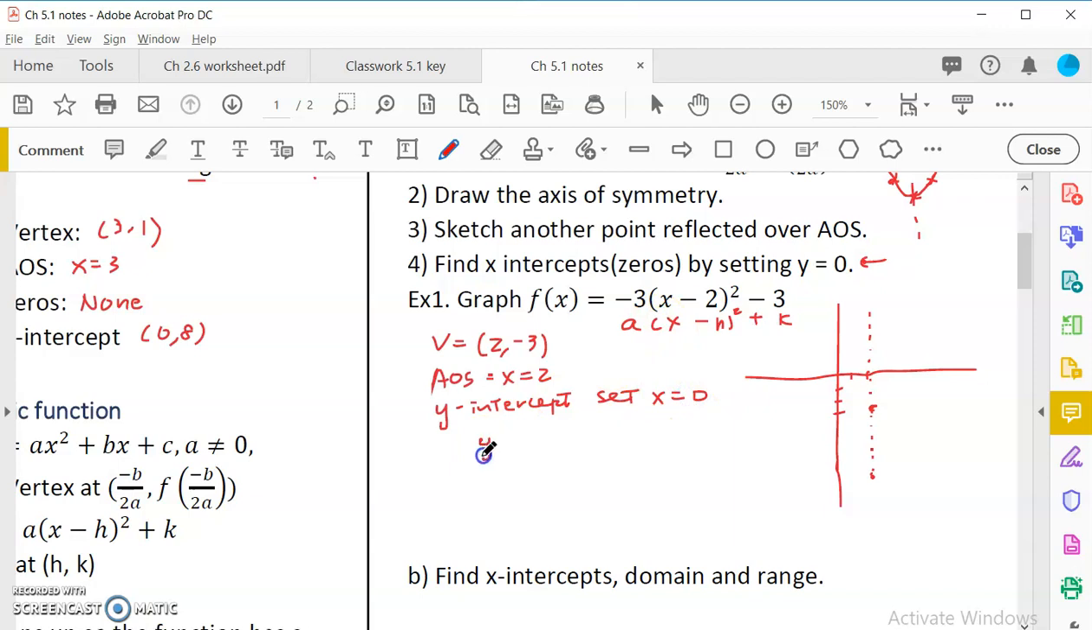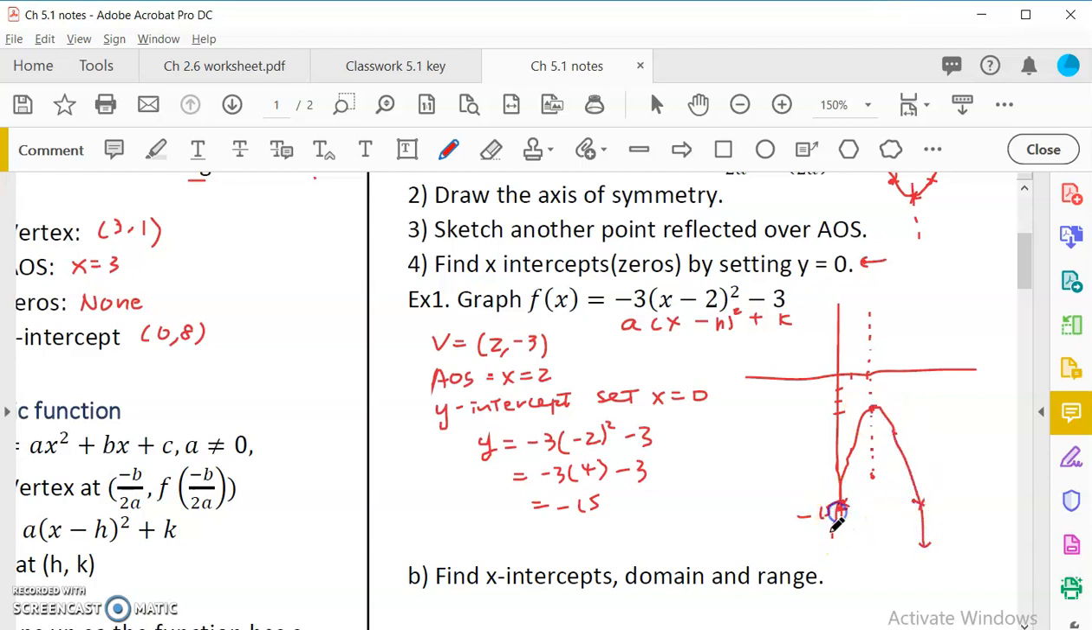So you would say y is equal to negative 3 times (0 minus 2), which is negative 2, squared, minus 3. So that would be negative 3 times 4 minus 3. Wow, that is negative 15. Negative 12 minus 3 is negative 15. So it is really down here, down 3 and then negative 15. But it is 2 away from the axis, right? So you would plot one point like that, and another one here, also 2 away from it. This is 2, negative 3.